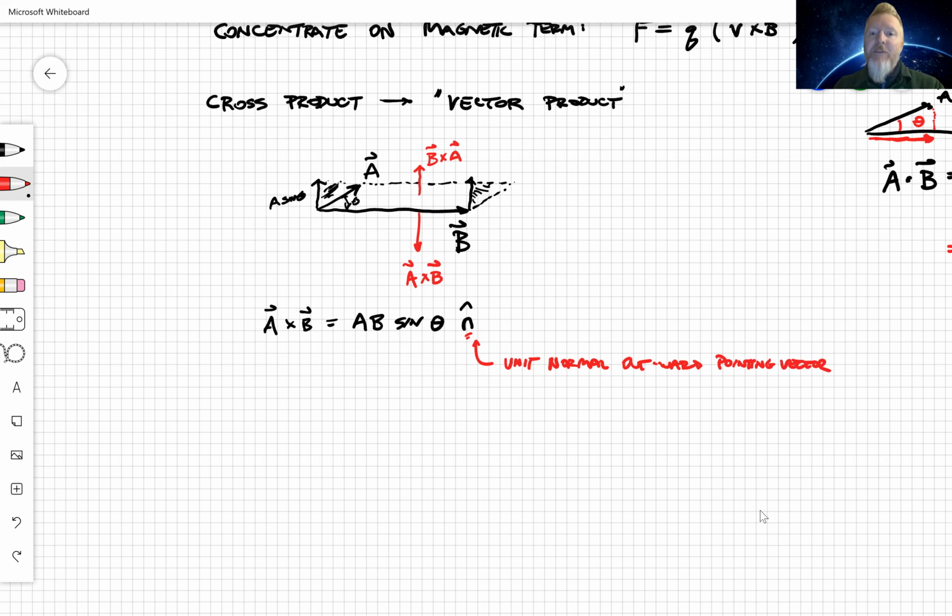Okay, but how do you find the directionality of this? Which way is outwards? This is a surface. Which way is out? In order to find that, you have to use what's called the right-hand rule. And those of you who know this are going, oh. And those of you who don't know this are going, oh, what? So the right-hand rule essentially defines the directionality of the A cross B direction. And I'll give you a couple of examples of how to think about it.